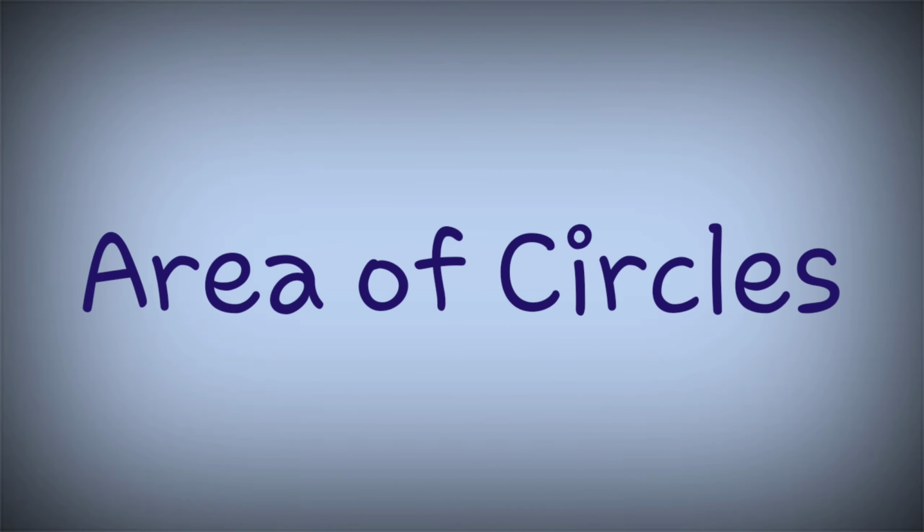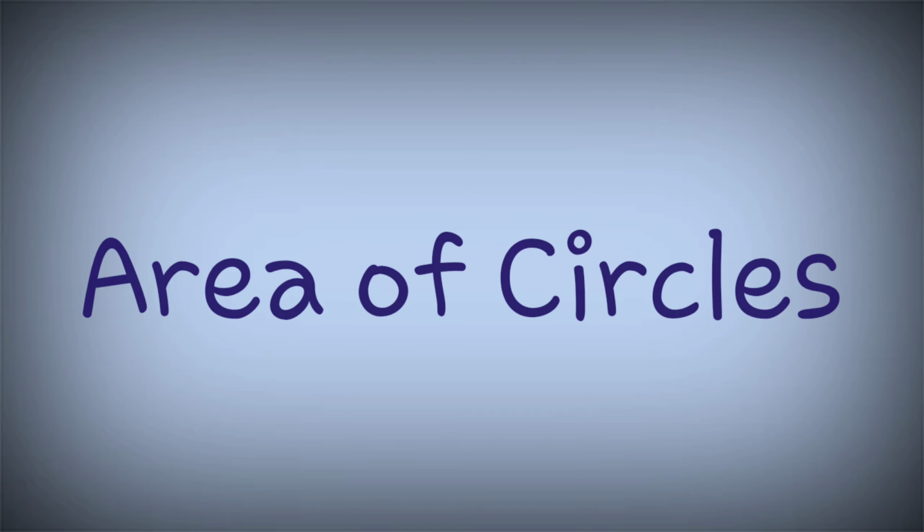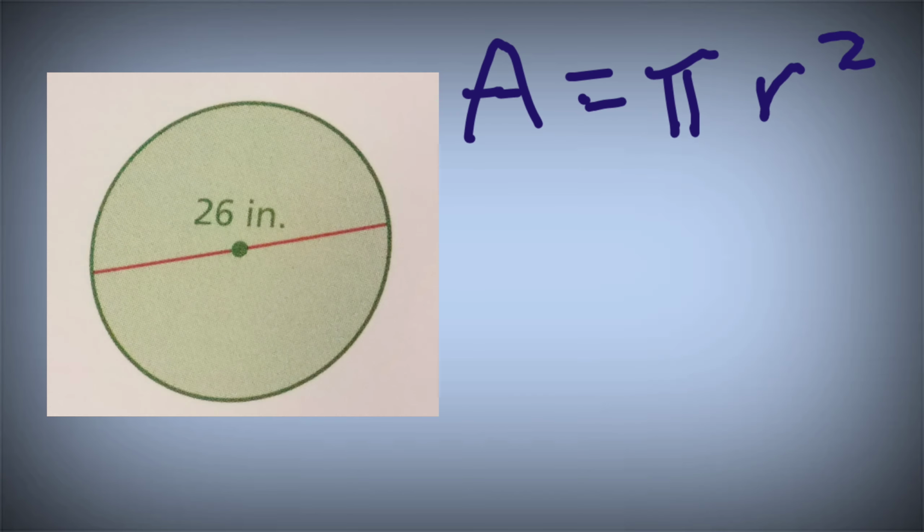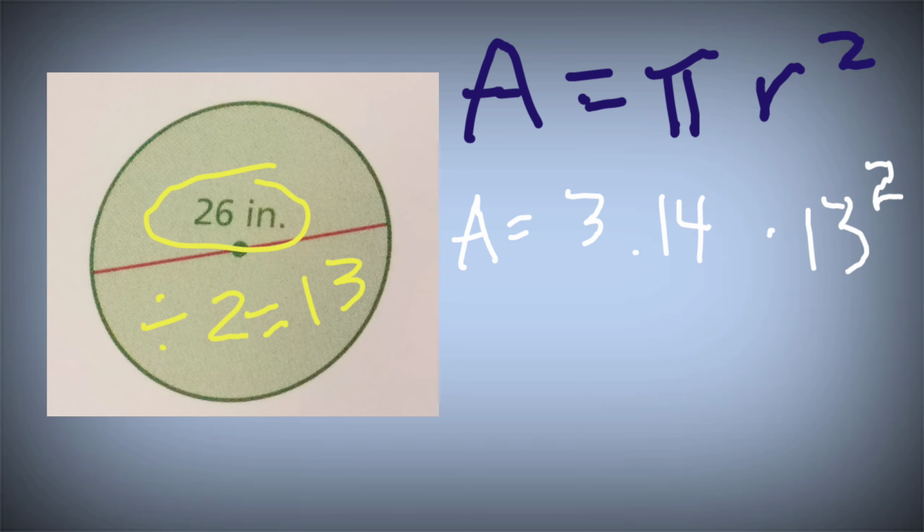The last skill you need for this section is learning area of circles. To do that, you need to take pi times the radius squared. Let's use this circle as an example. If we use our area formula, a equals pi times radius squared, we can substitute 3.14 for pi, and if we know that the diameter is 26 inches, half of that is 13. So our radius is 13, and make sure that you put it to the second power.